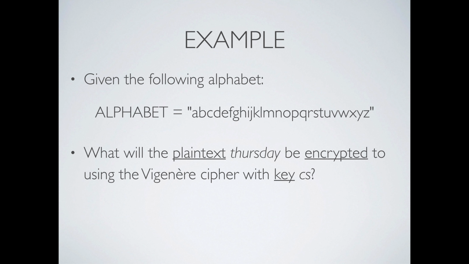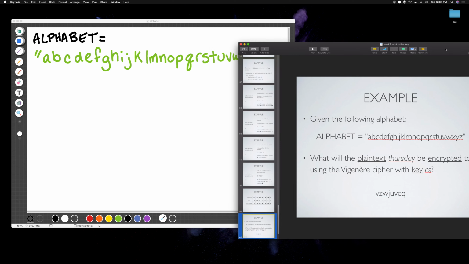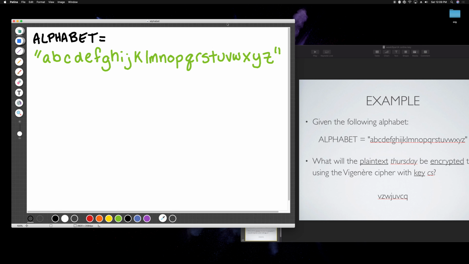Alright, so hopefully you worked through this and got this as your answer. I will go ahead and step through a couple of letters just to make sure we're all on the same page and to clear up any questions if you have them. So again, here's our alphabet. We are going to start with the plaintext Thursday.